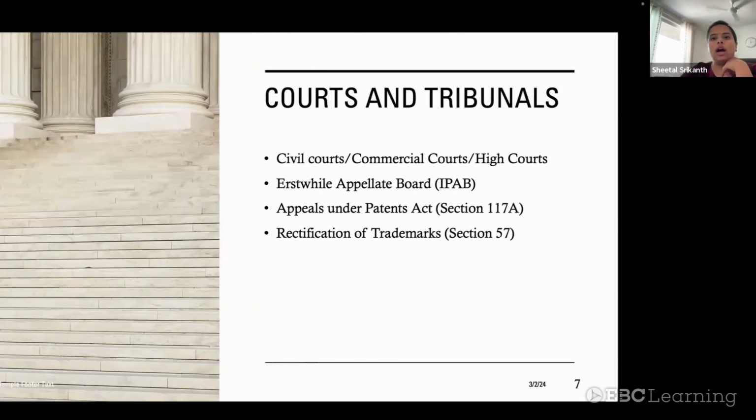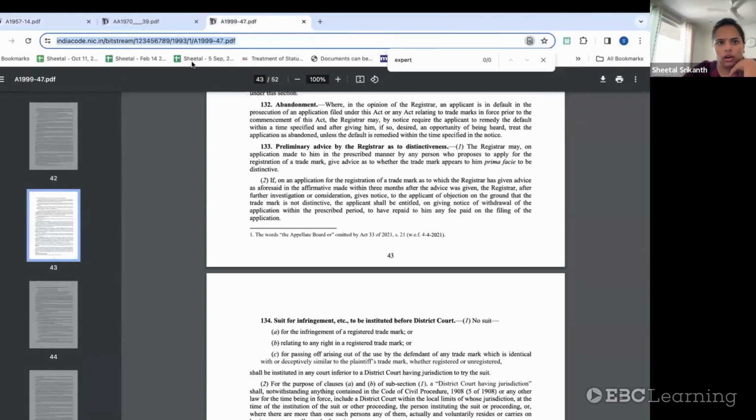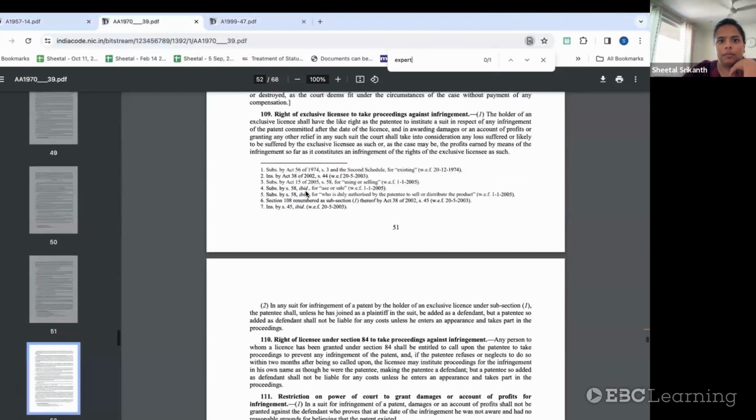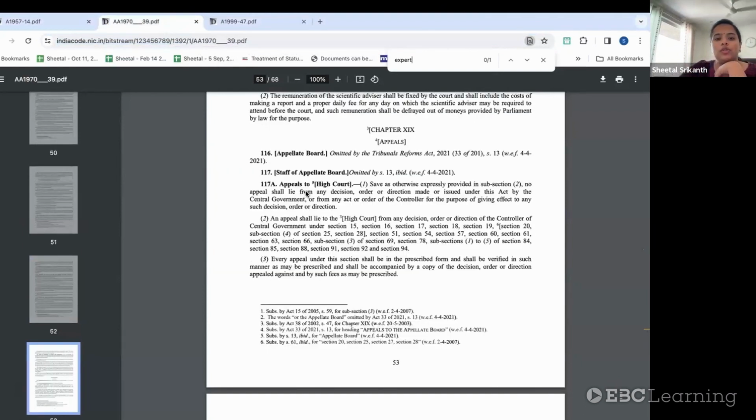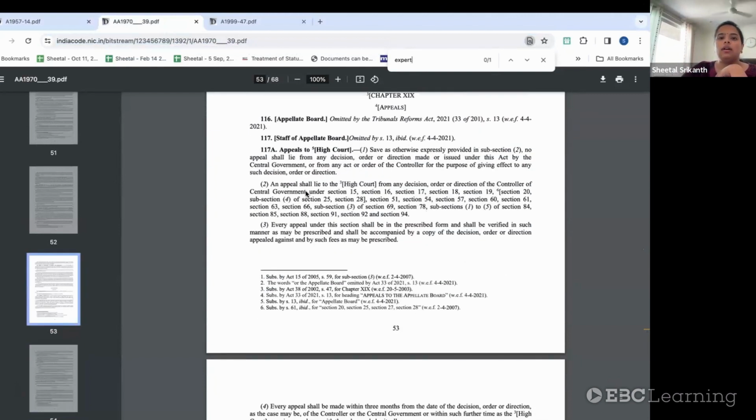So if you look at section 117A of the Patents Act, appeals used to be covered from section 116 to 117H before. And the Intellectual Property Appellate Board had a wide range of powers in this respect. But now, basically, the Act says that no appeal shall lie from any decision, order, or direction made or issued under this Act by the central government or from any act or order of the controller for the purpose of giving effect to any such decision, order, or direction.